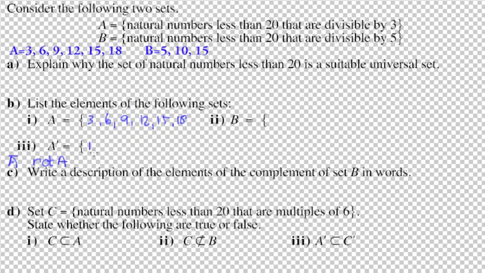So that would mean 1, 2, not 3, he's in this set, 4, 5, not 6, 7, 8, not 9, 10, 11, not 12, 13, 14, not 15, 16, 17, not 18, 19, end of list. That's all the numbers that are less than 20.